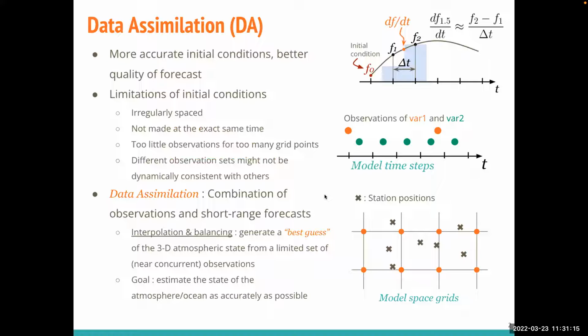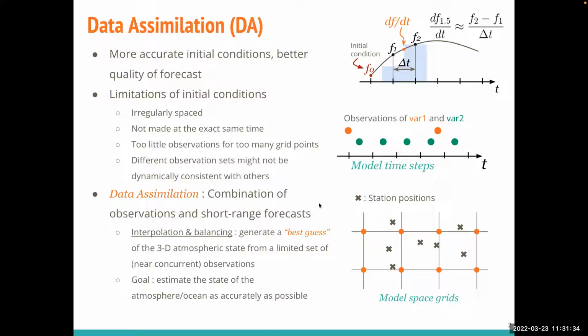Okay, so what is data assimilation? Actually, there are some people who are dedicated to do this job. This is not just model initialization. It's about the performance of your forecast.